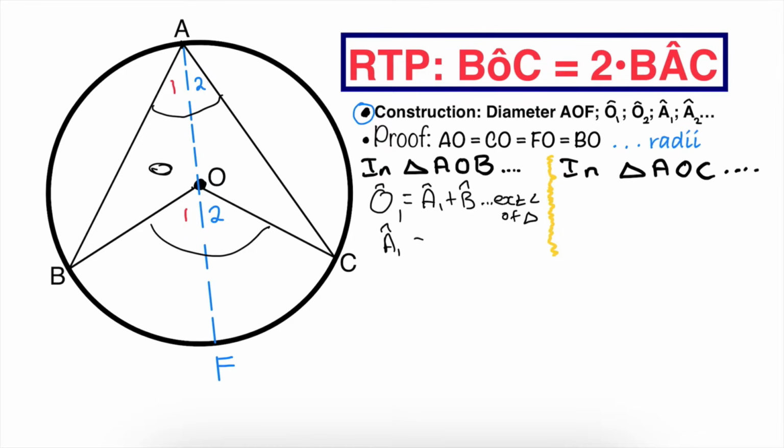So A1 is equal to B. Why are they equal? Because the radius AO and the radius OB subtend A1 and this one subtends B, and because they are equal, they will subtend equal angles. You know, right, in a triangle, that's an isosceles triangle. Others say isosceles, potato, potato, but you get my point, right? So A1 will be equal to B.